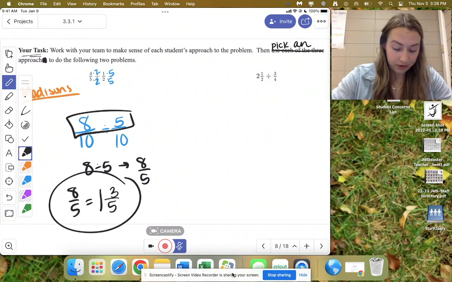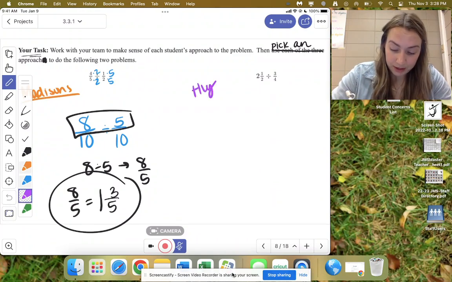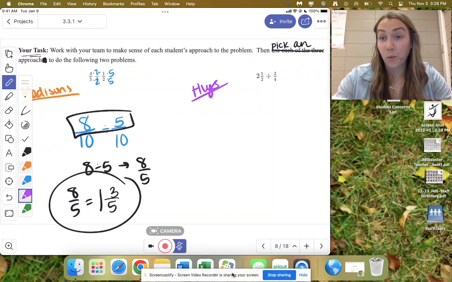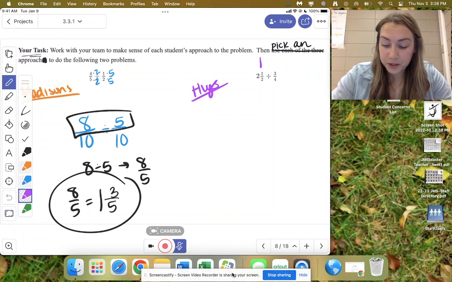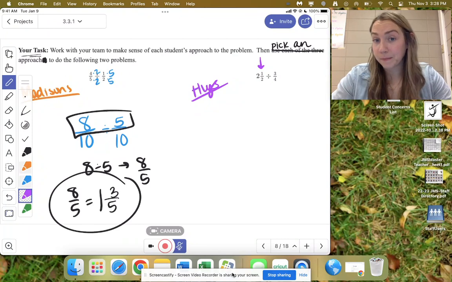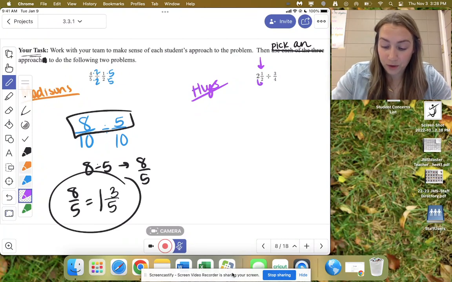For the second problem, I'm going to use Huey's method, and Huey did the giant 1, is what he called it. So I'm first going to change 2.5 to a mixed number, or to an improper fraction. So 2 times 2 is 4, and 4 plus 1 is 5. So I have 5 halves divided by 3/4.